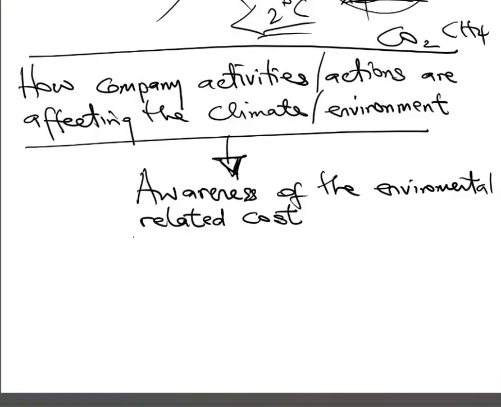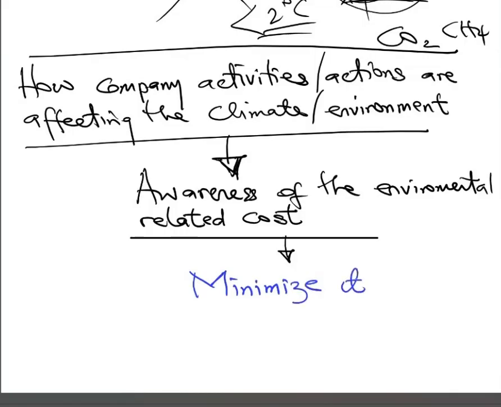And guess what? When we have that awareness of that cost, what do we want to do with it? Guess. We want to minimize it. Once we know it, the next thing is we minimize. Remember, that is one of your major objectives as a management accountant. You need to be able to control cost. You need to be able to optimize cost. But you cannot optimize what you don't know.